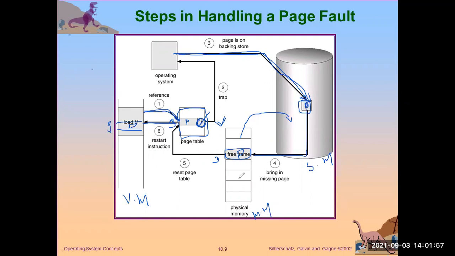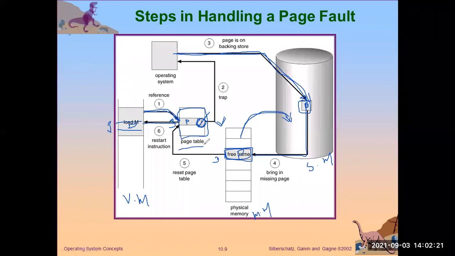But if no free frame is available, what will you do? I will swap out the page which is not currently used. Then there will be a free frame, and then I will upload this one. Or if there is a free frame available, I will simply upload this page onto this free frame. Once the memory is updated, now you have to update the page table.